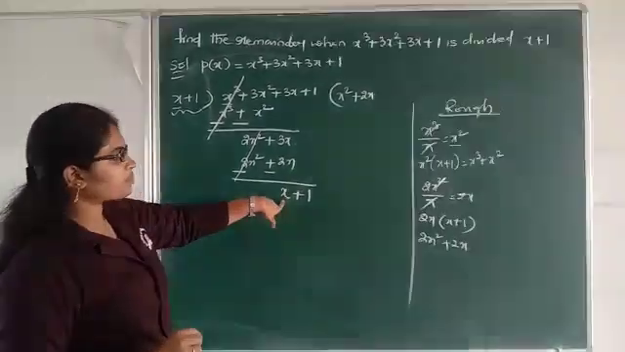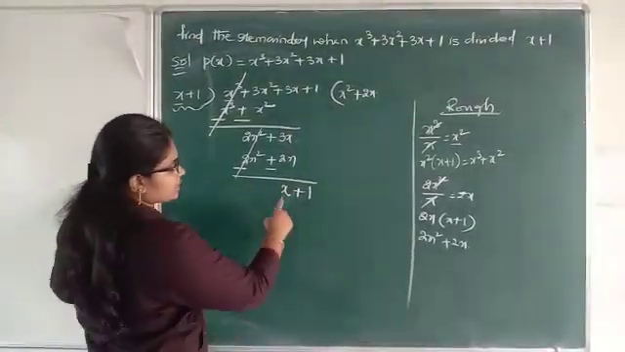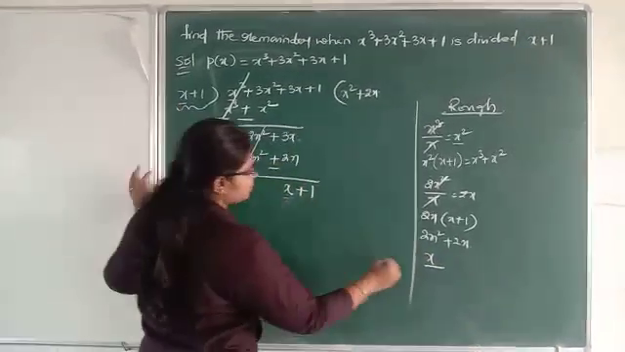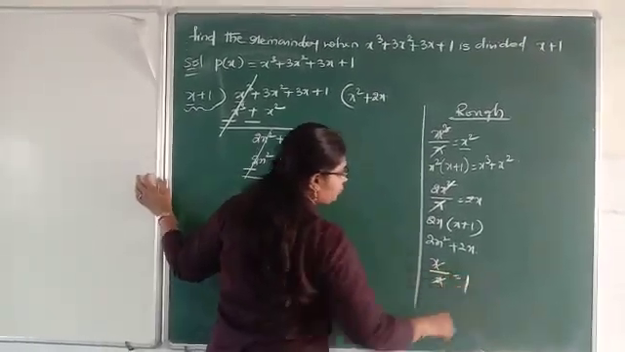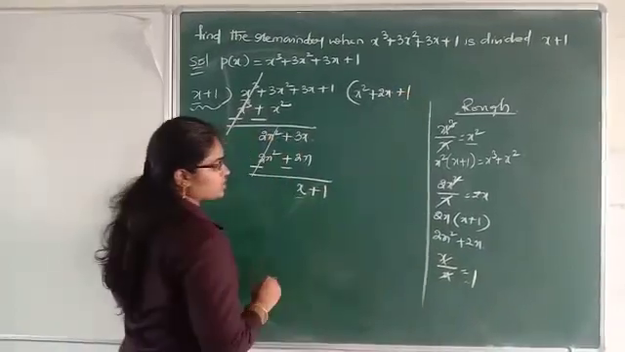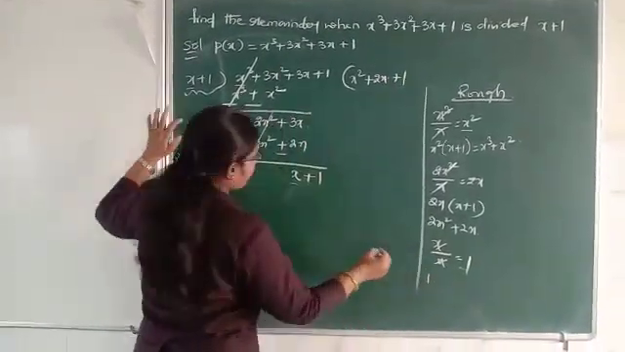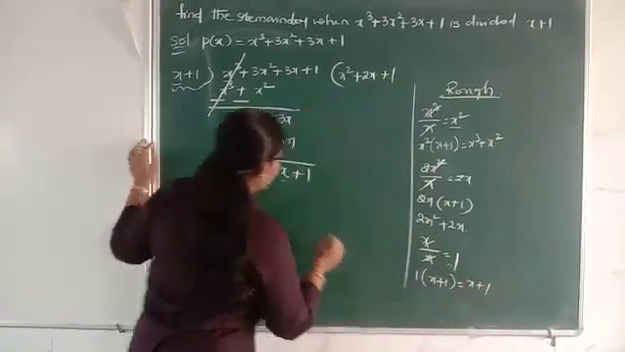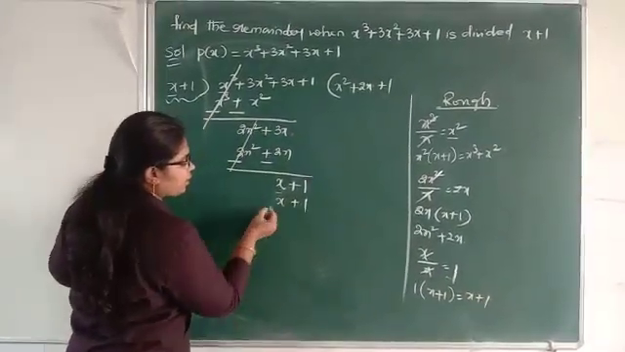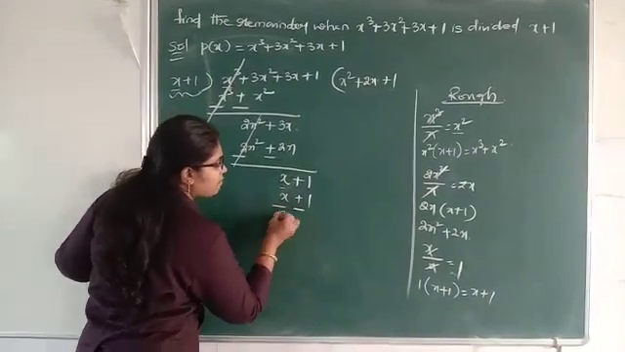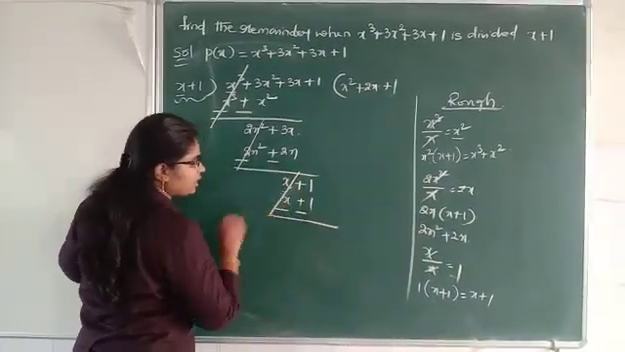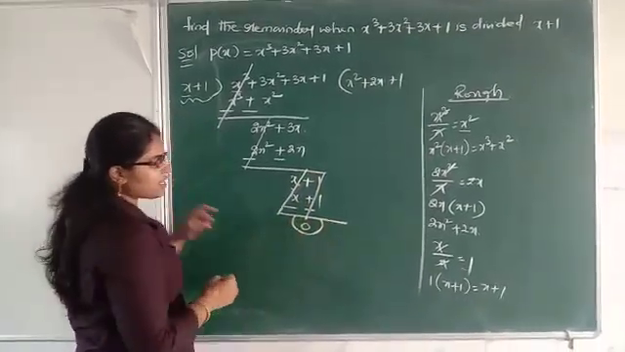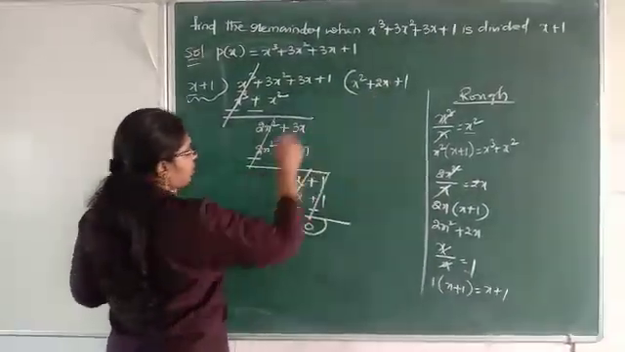Now again what you can do? Take this first term, children. X by this first term, cancel. We will get 1. That means plus 1, children. Now 1 multiply with this full equation. X plus 1. That is x plus 1. Therefore x plus 1. Now plus is there. Minus and minus. Now we cancel. This one will get cancelled and this one will get cancelled. Remainder is 0.